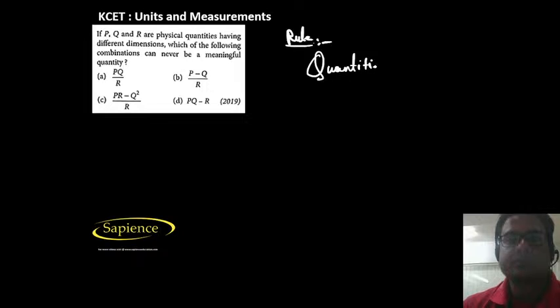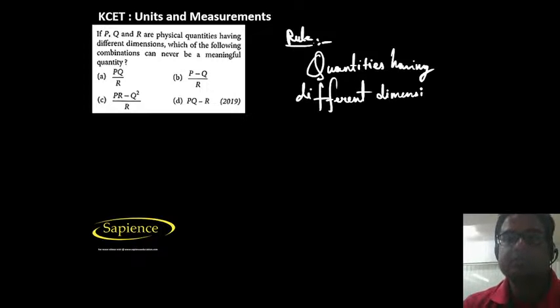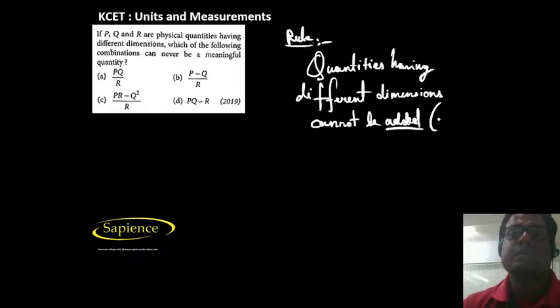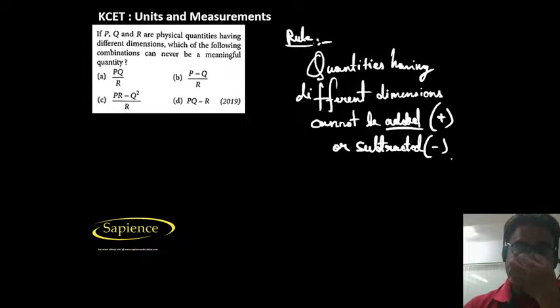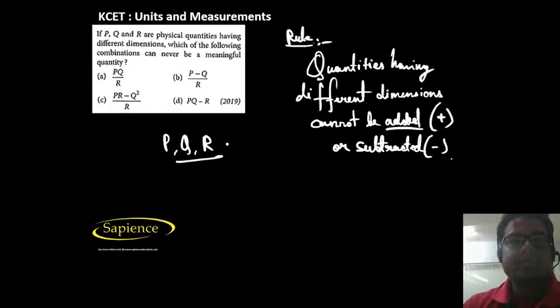Quantities having different dimensional formulas, different dimensions, cannot be added or subtracted. Those quantities cannot be separated by plus or minus, which means they cannot be subtracted either. Okay, so here P, Q and R all have different dimensions. They are not the same physical quantity and they do not have the same dimension either.